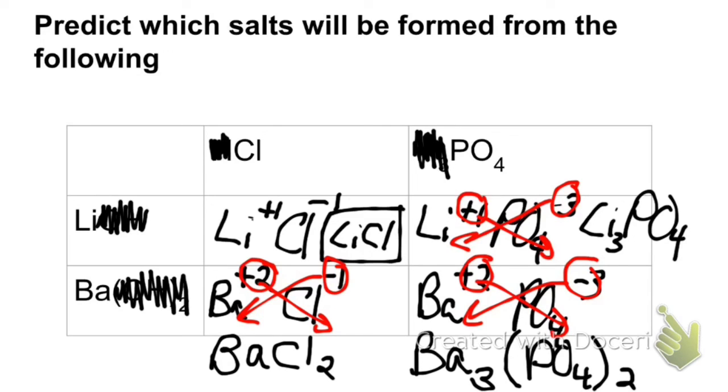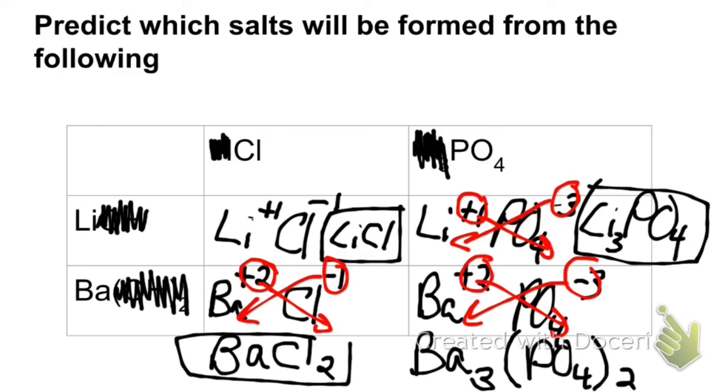So anytime you're trying to figure out what salt you're going to make, you take the H away from the acid, you take the OH away from the base, and put together what you have left over. So see, predicting neutralization reactions, really not that bad. Not too bad. Yeah. Alrighty.